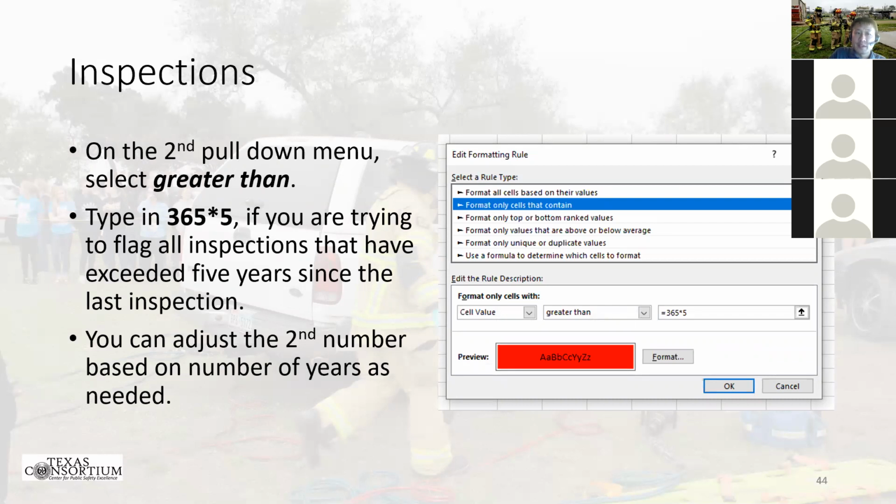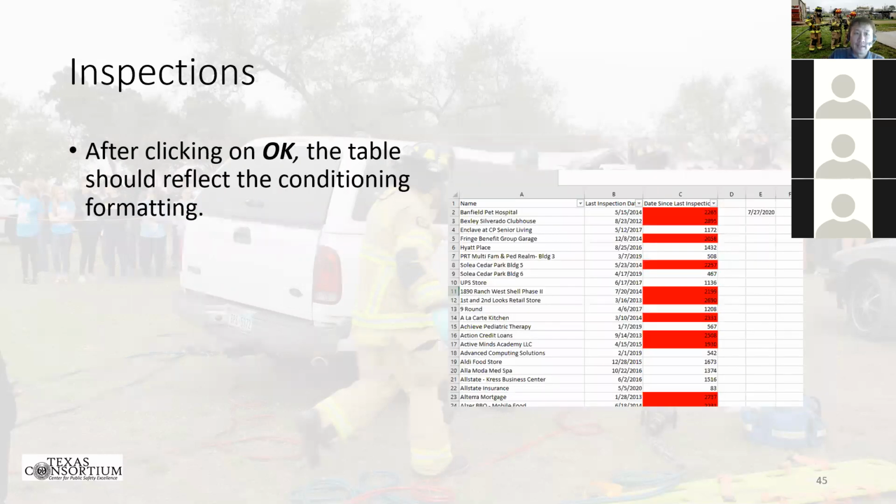And type in 365 times 5 if you're trying to flag all inspections that have exceeded 5 years since the last inspection. You can adjust the second number based on the number of years that you need. So everything that's more than 365 days, that'll be an inspection that's overdue, for example. And after clicking OK, the table should reflect the conditional formatting.